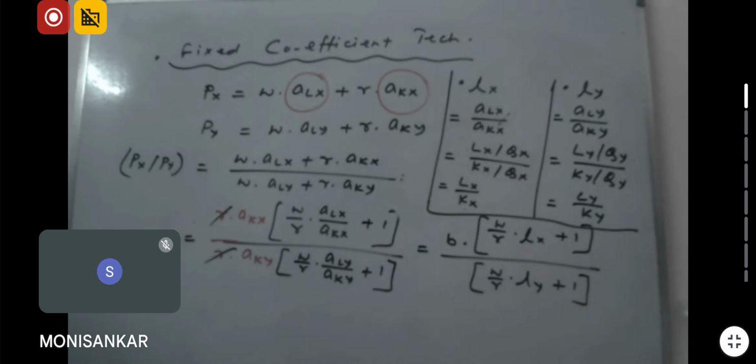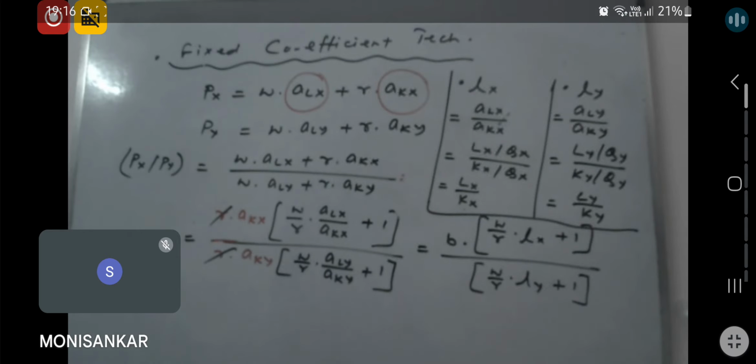Okay. Sir, small beta is akx by aky? Akx by aky. Just because this is fixed coefficient, there is no problem. You can take the ratio as a constant. Okay. So now what is our objective?